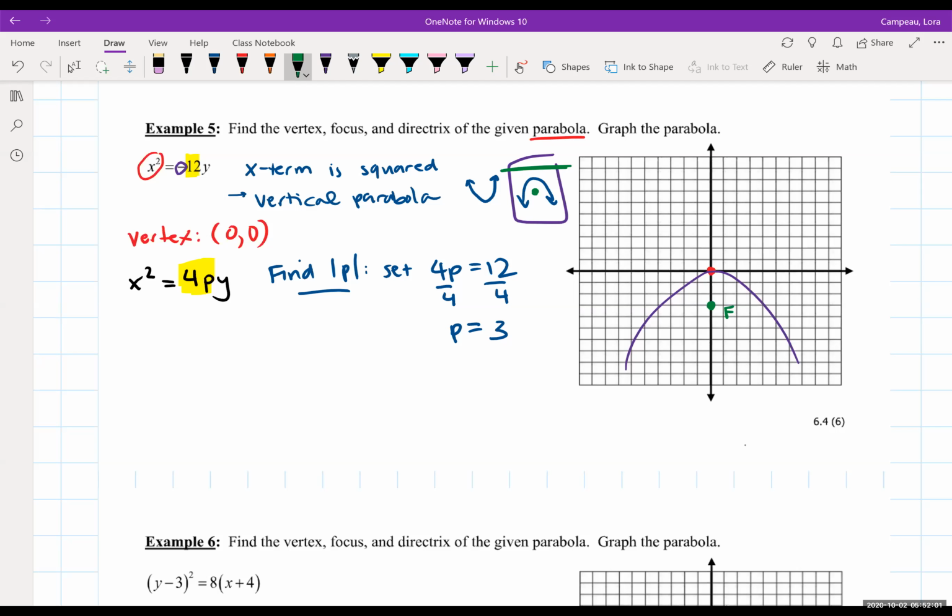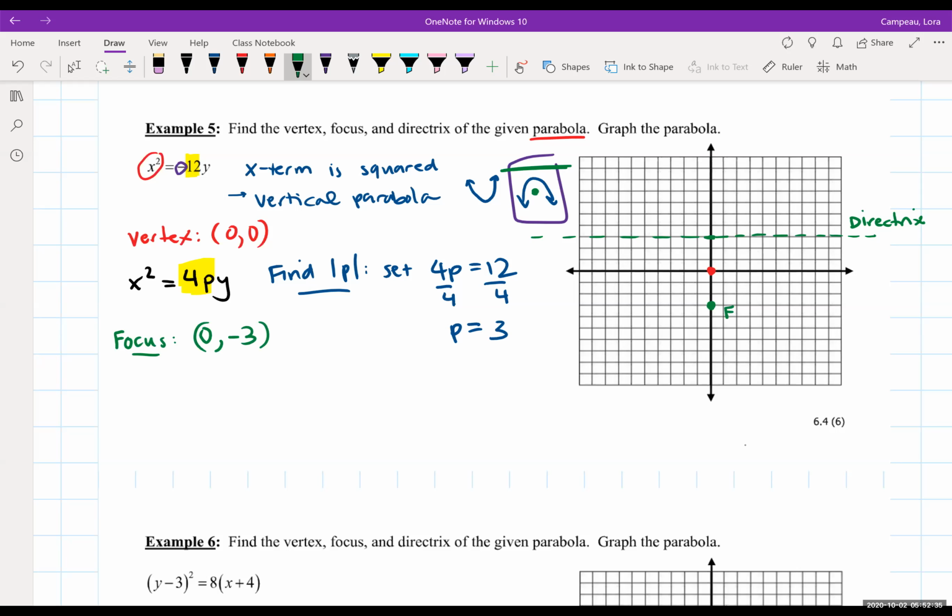And if I count 3 units up, that's going to give me the equation of the directrix. So I'm going to draw this with a dashed line. So I do have my directrix right here. So now that I have the graph, I will make the graph of the parabola a little bit nicer, but I can start naming what the focus is. So just by counting, the focus is located at the point (0, -3).